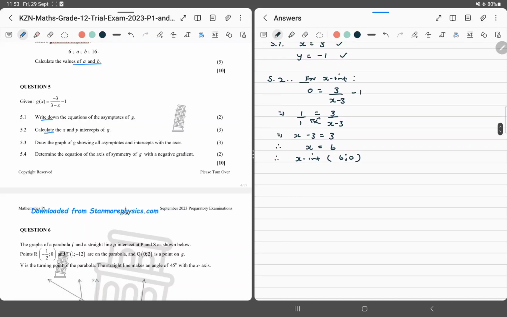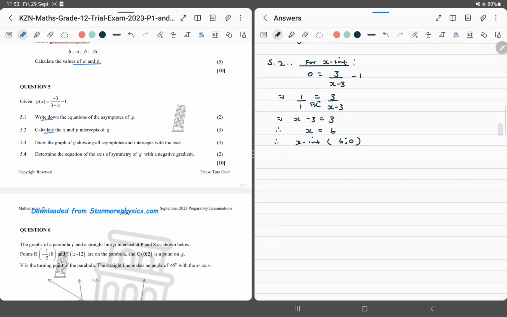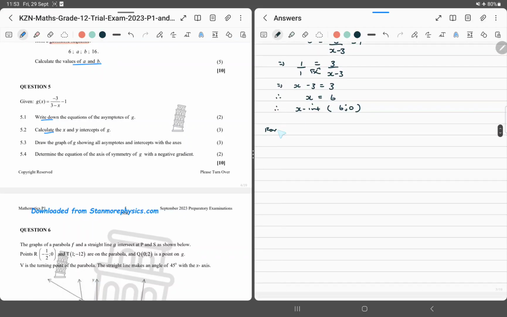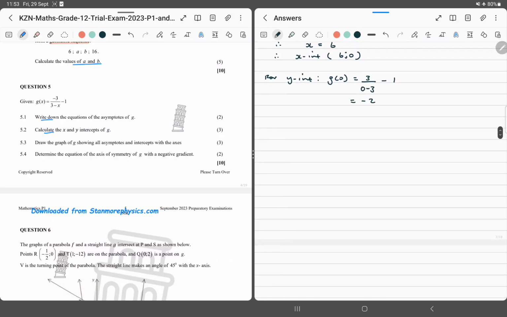That is number 1. Okay, great. The second one, for the y-intercept, is such that g of 0 is equal to 3 over 0 minus 3 minus 1. This one is minus 2. You can say therefore the y-intercept is given by (0; minus 2).